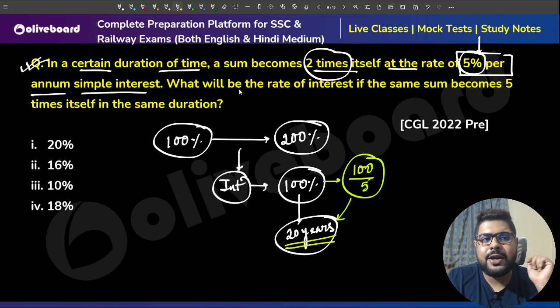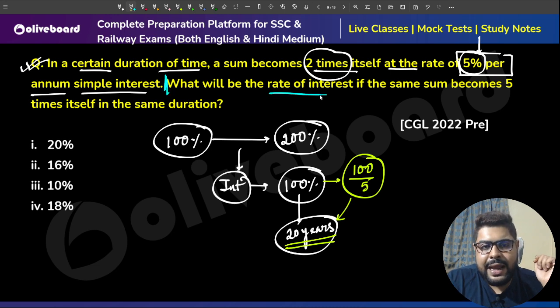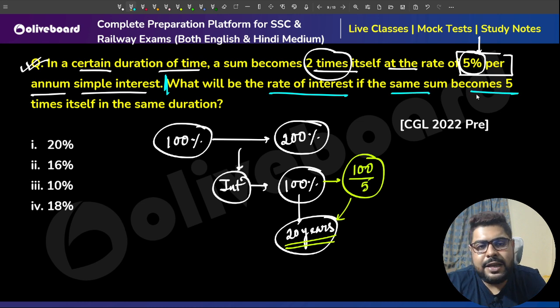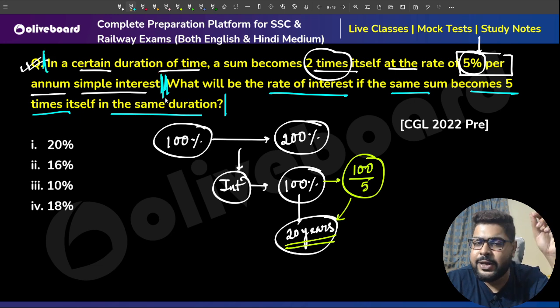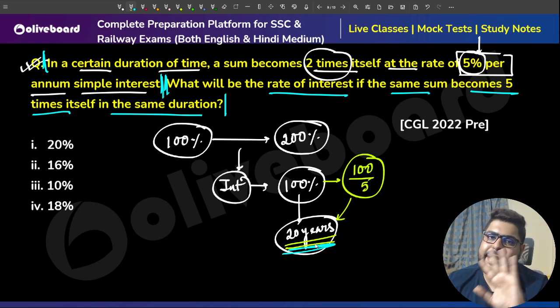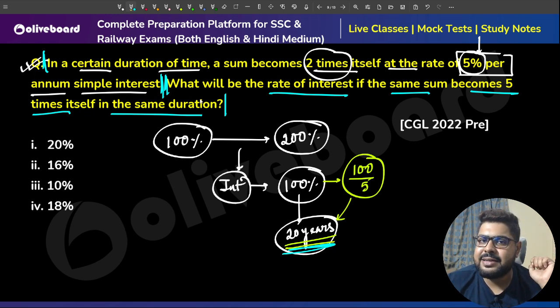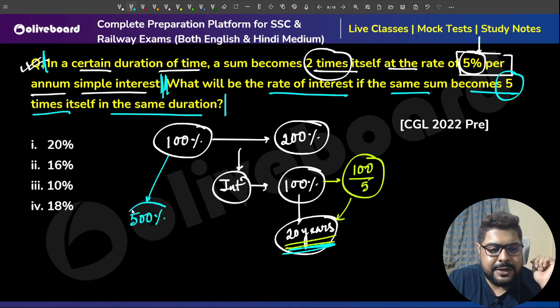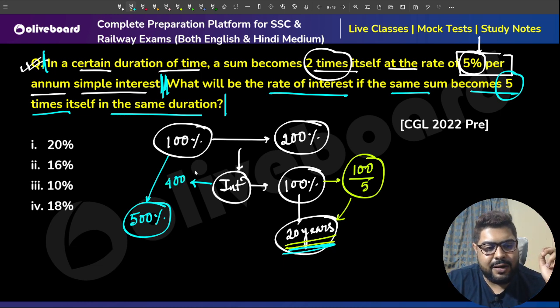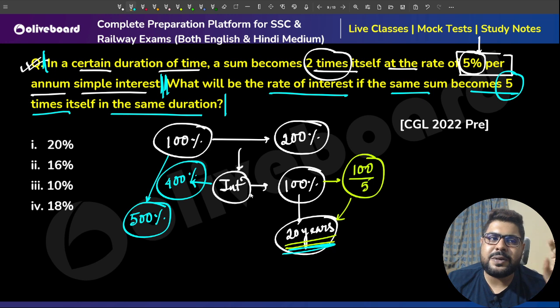Now, there is a second part to the question. What will be the rate of interest if the same sum becomes 5 times itself in the same duration? The first part we used to figure out the duration; the second part will figure out something else. In the second part, they are saying it becomes 5 times, meaning 100% becomes 500%. What is the interest in that case? 100% to 500% means 400% interest. Now, 400% interest I need to achieve in the same duration, meaning in 20 years.